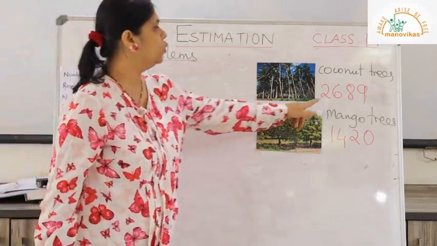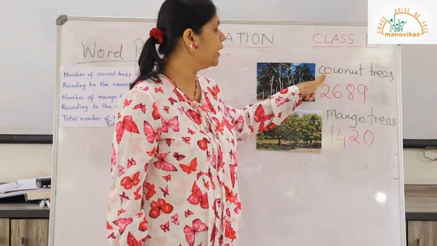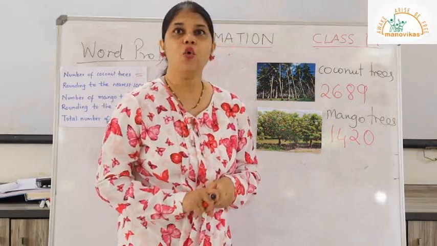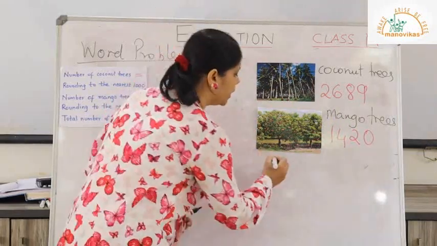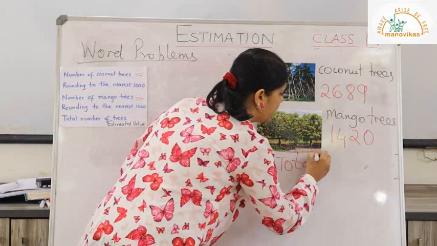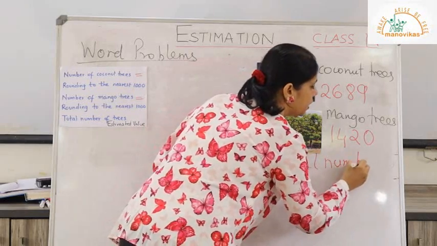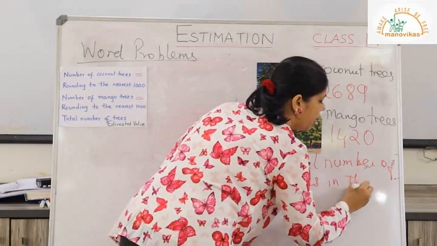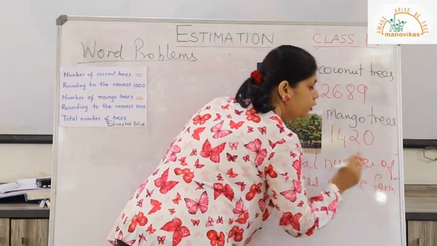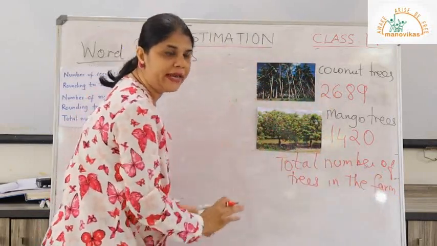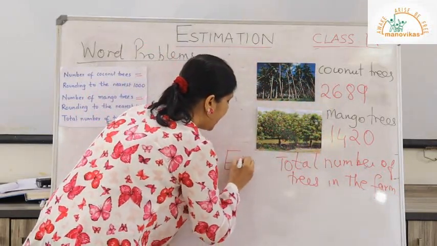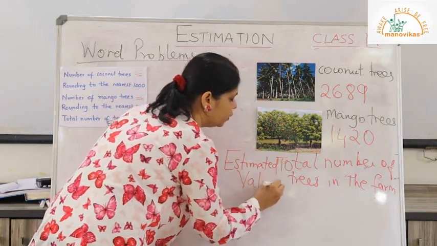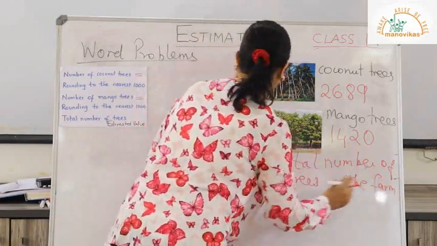In a farm there are 2,689 coconut trees and 1,420 mango trees, and you are told to find the total number of trees in the farm. But we do not want the actual or exact value here. We have to find the estimated value. What do we have to find? We have to find the estimated value of the total number of trees in the farm.